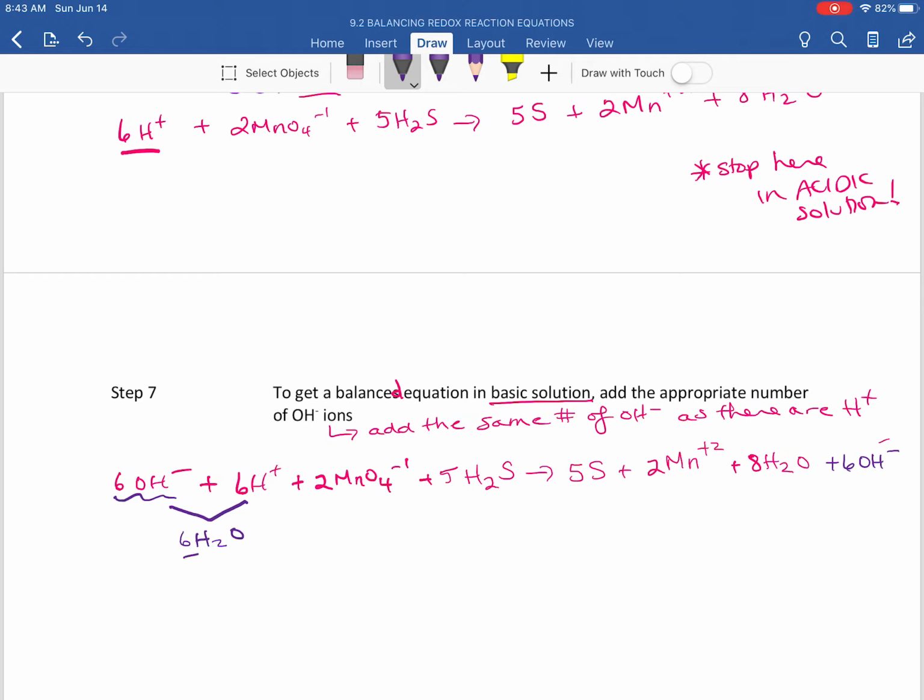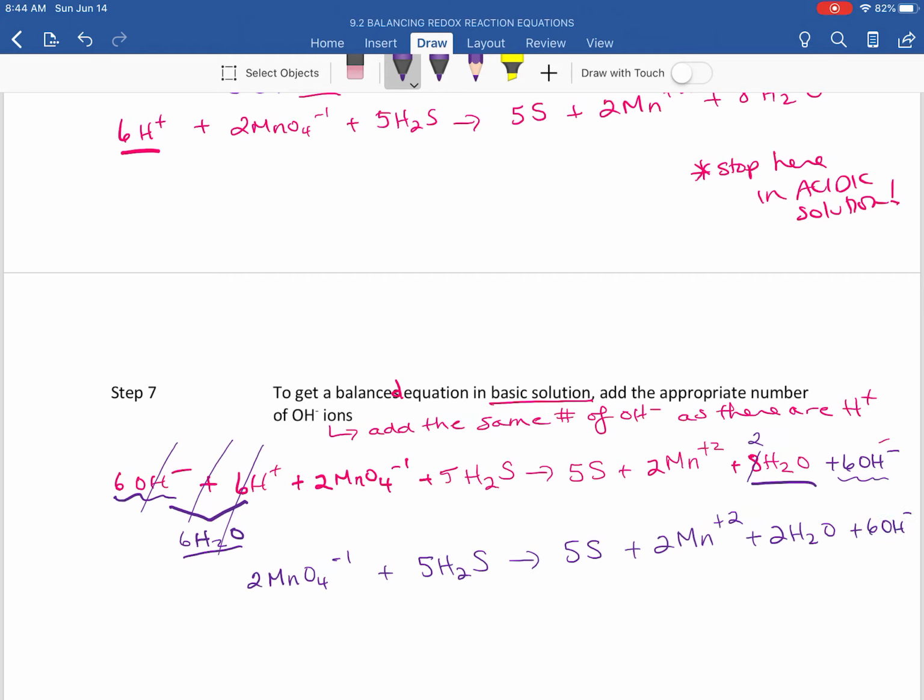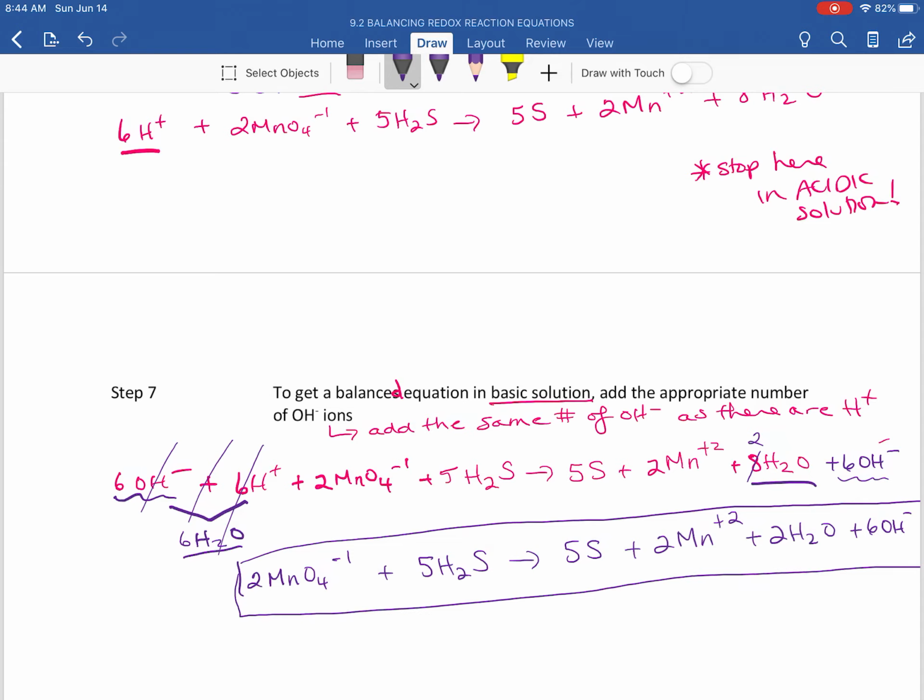So see what's going to happen. I've got 6 waters here. I've got 8 waters here. This whole business is going to go bye-bye. This 8 is going to become a 2 because 8 minus 6 is 2. And this OH remains. So my net answer is 2MnO4 minus 1 plus 5H2S, 5S. Holy moly, that's a doozy. This is our final answer. And you know it's a basic solution because you've got OH remaining. All right, that's how you do that.